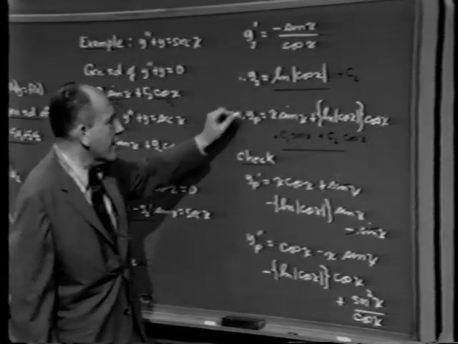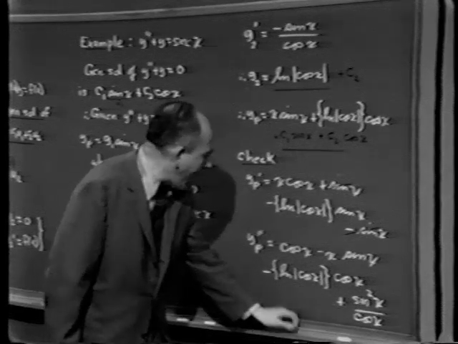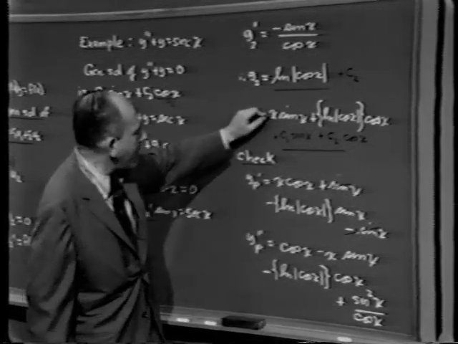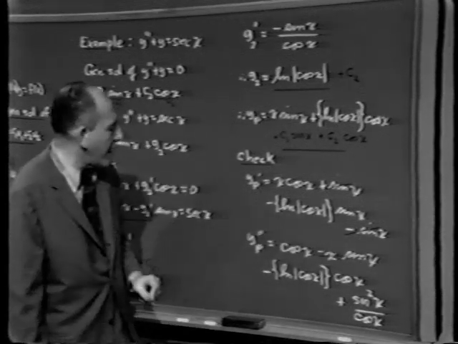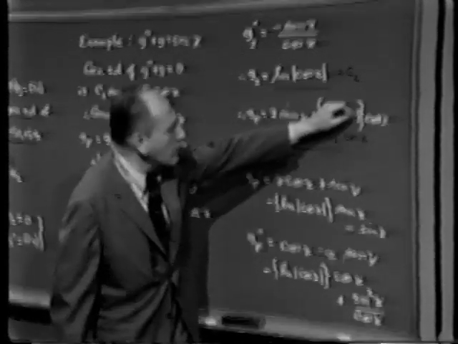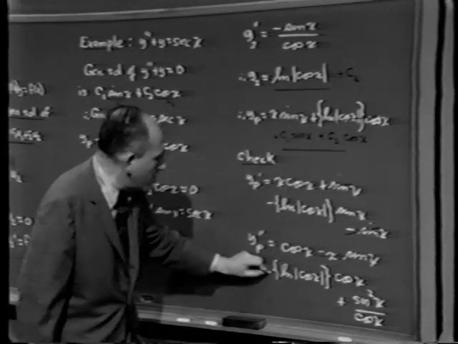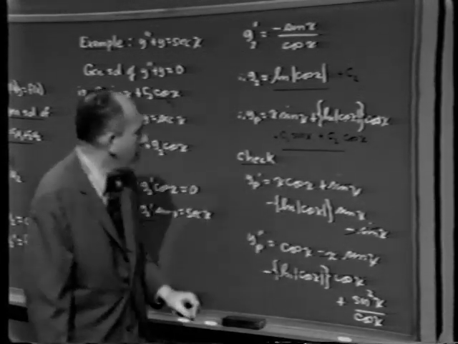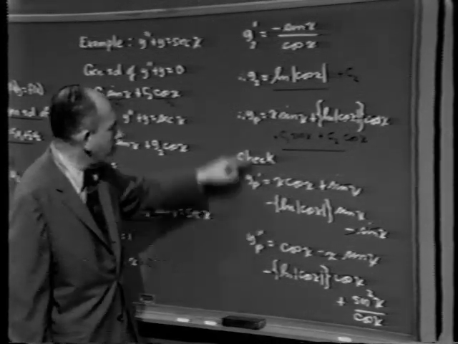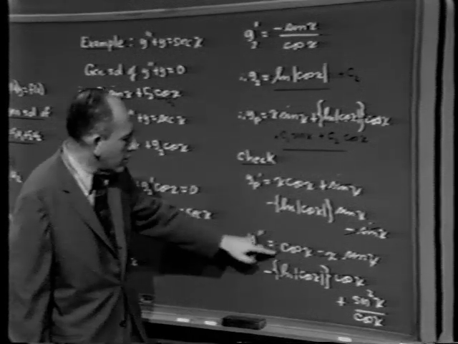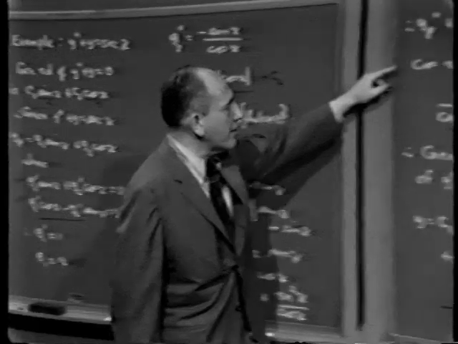Yp is this. If I now add yp double prime to yp, what happens? Here is an x sine x term appearing. Here is a minus x sine x term appearing. They cancel. Here's a log absolute value cosine x times cosine x term appearing. Here is the same term with a minus sign. You see, they cancel. And all I'm left with is what? Yp double prime plus yp is equal to cosine x plus sine squared x over cosine x.